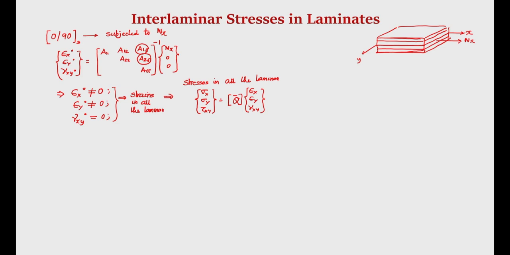Therefore, that will lead to sigma x, of course, there for the 0 degree layer. Okay. And sigma x will also be there for the 90 degree layer. Sigma y will be there for the 0 degree layer, but this will be positive, and sigma y will also be there for the 90 degree layer, but this will be negative, and there is no tau xy of course for 0 degree as well as for 90 degree. There is no, because it is a specially orthotropic laminate, each ply is a specially orthotropic ply, therefore.